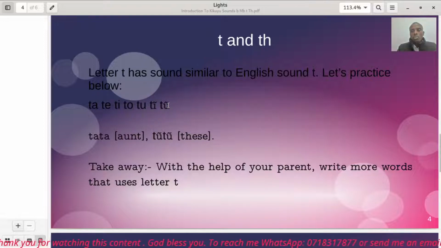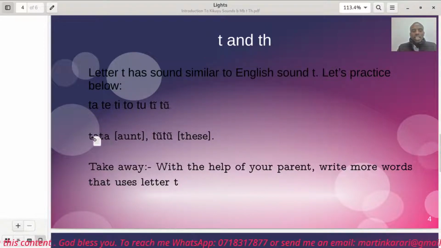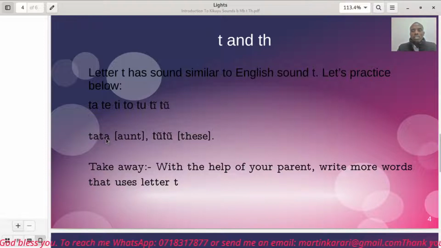Those are some of the voices that we are going to get from T. So we have words like tata. Tata means in Kikuyu is auntie, aunt. Toto, this. So with the help of whoever is teaching you, I told you you are doing for children and for everyone. So with the help of your parent or whoever knows this language, write more words that use letter T.